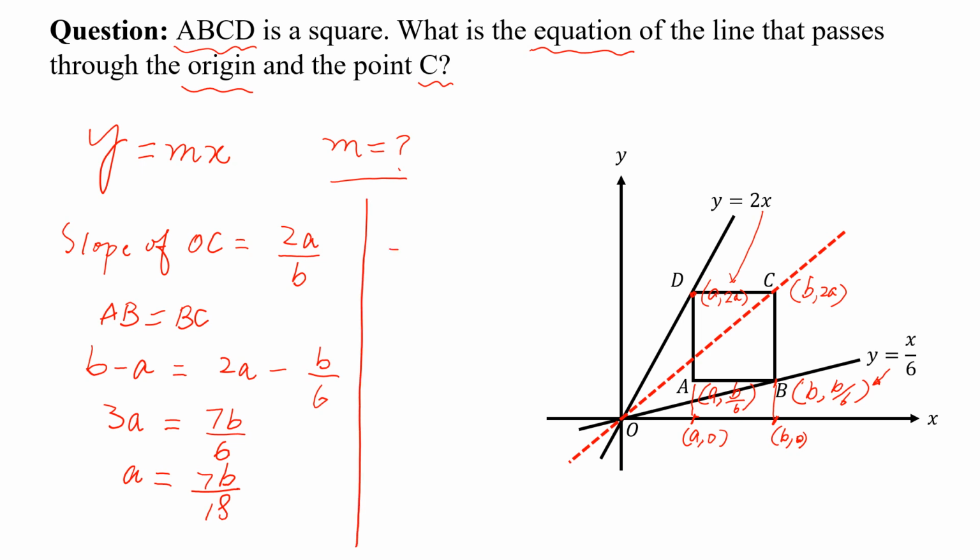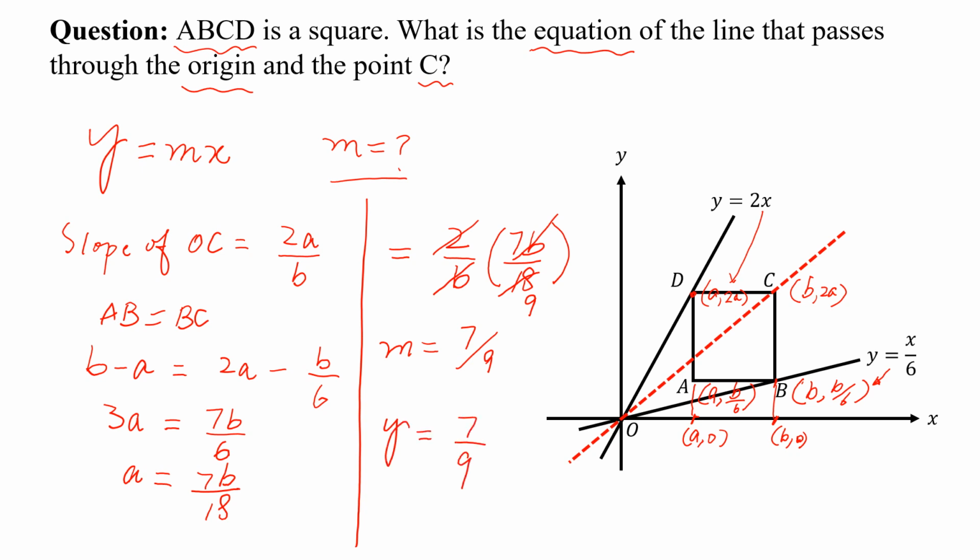So the slope of OC, 2A by B, will be equal to 2 divided by B, and the value of A is 7B divided by 18. B will be cancelled with this B, and 2 into 9 is 18. So the slope m is equal to 7 by 9, and the equation of the line OC will be equal to y = 7/9 x. And this is the required answer.